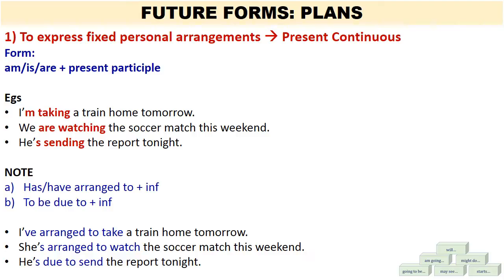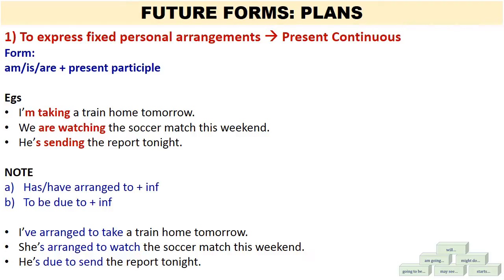With the addition of a future time, in this case the word tomorrow, we can indicate a future fixed personal arrangement. Another example, we are watching the soccer match this weekend. So not at the moment, but this weekend. Present continuous plus a future time frame. Another example, he's sending the report tonight.